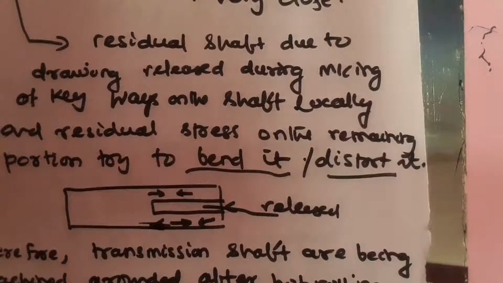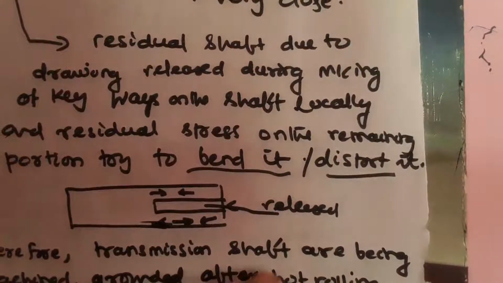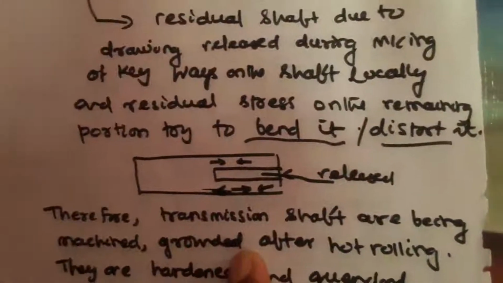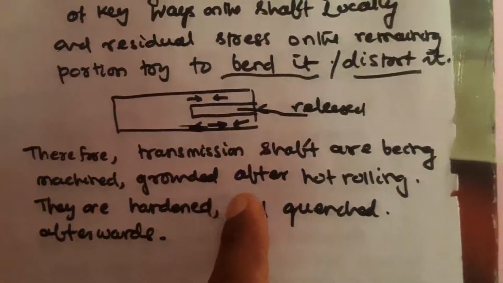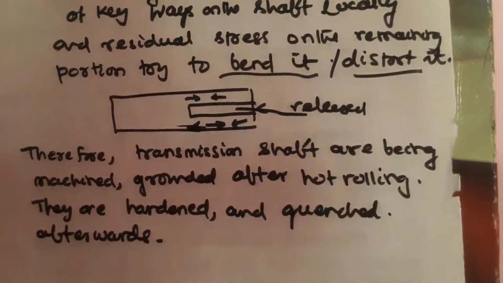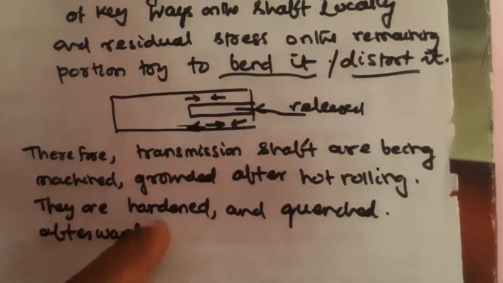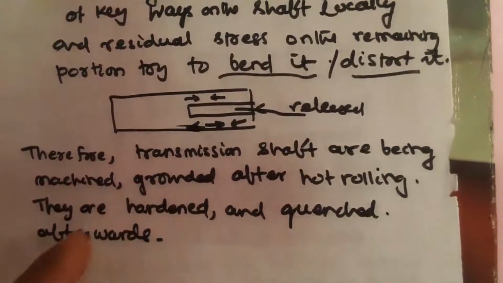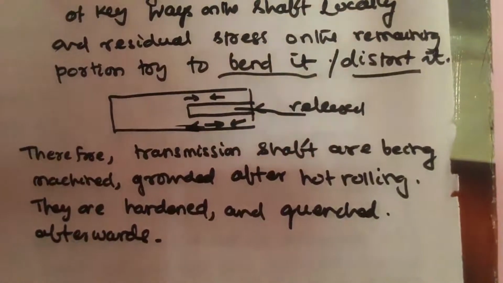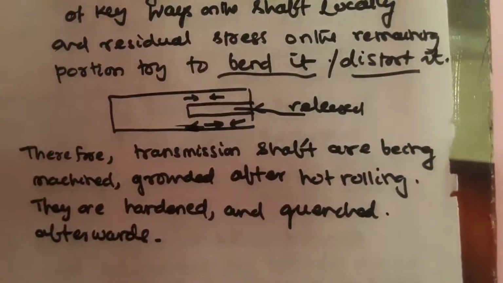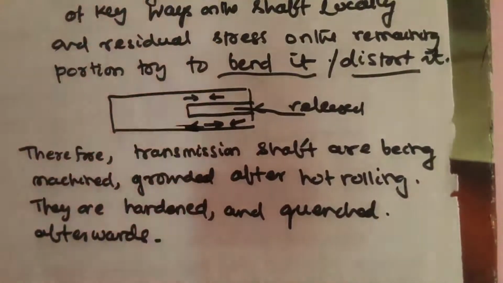So therefore, if you want a very good quality of shaft with tighter dimensional accuracy, like the transmission shaft, they are machined and ground, and after machining they have to undergo surface treatment operations like hardening, quenching, gas nitriding, chrome plating, and other operations after the machining operation. Stress relieving, everything is done.